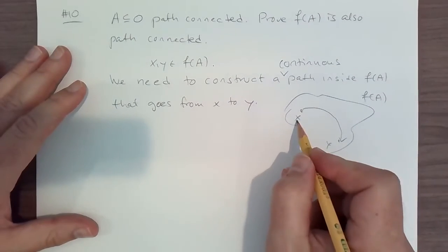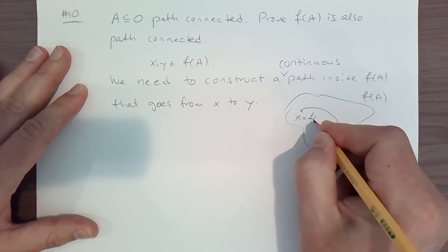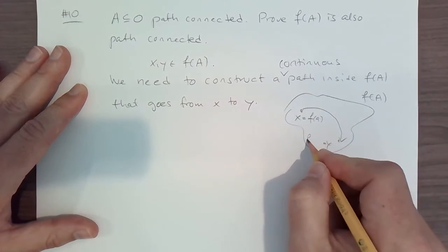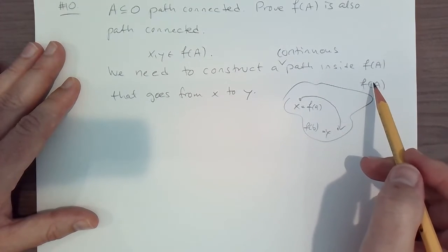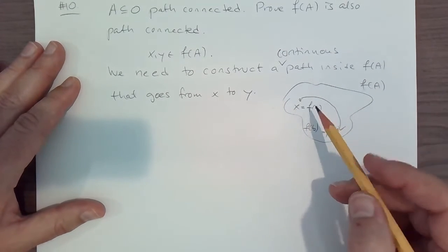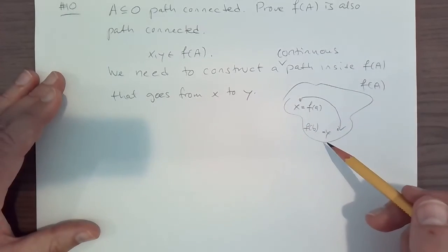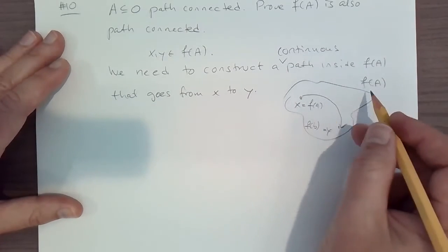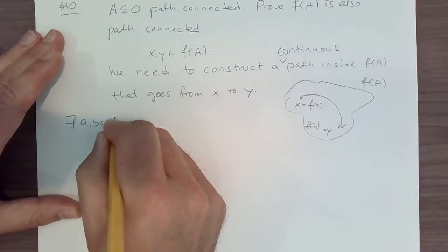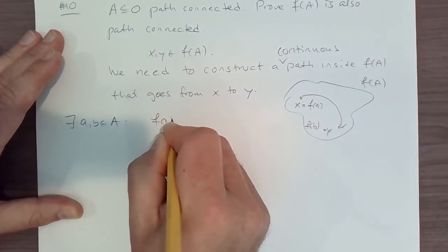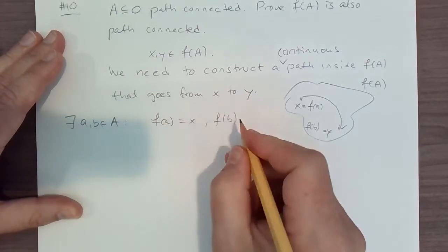Right, so the first thing we can do is these points are inside f of A. So this X here is going to be equal to f of a, and this one here is going to be equal to f of b. There could be lots of a's and b's that satisfy this, but at least there's one a and one b that satisfies this. And a and b are going to be inside A. So there exist a and b inside A such that when I plug a into f, I get X, and when I plug b into f, I get Y.